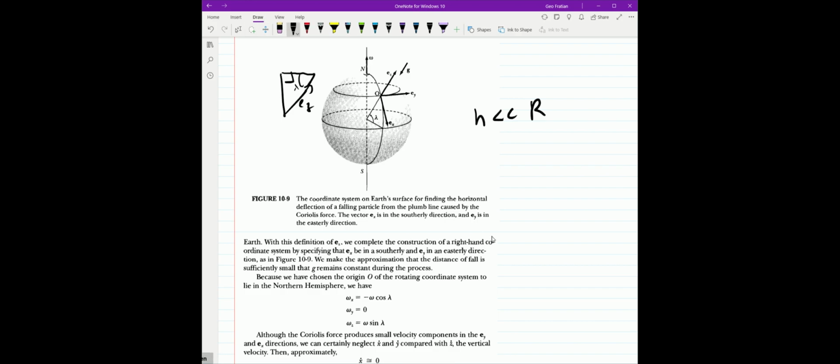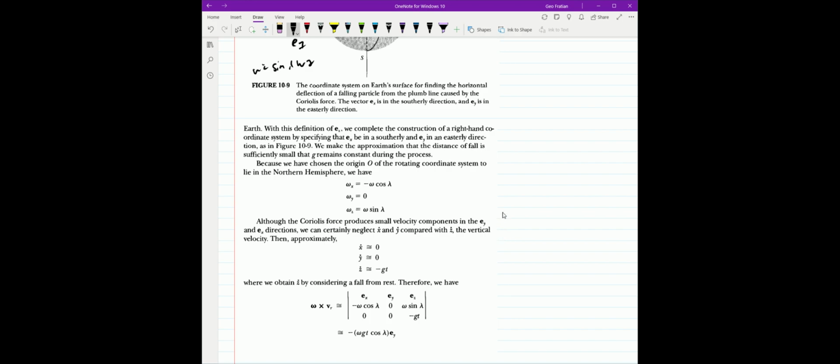So sine lambda is equal to omega_z over omega, so then omega_z is equal to omega sine lambda. So then the Coriolis force produces some small velocity in the e_y and e_x directions, and we can neglect x dot and y dot when we compare it with z dot.